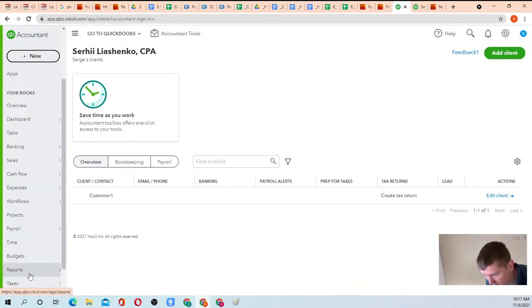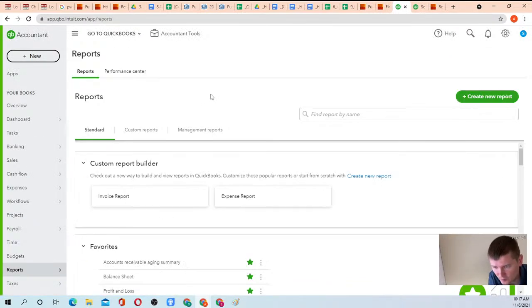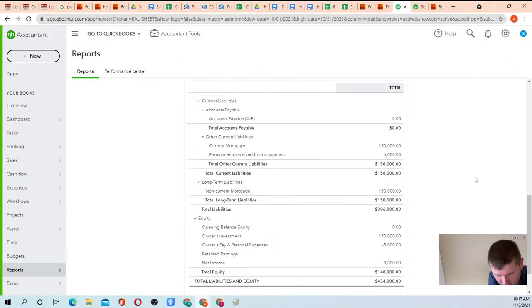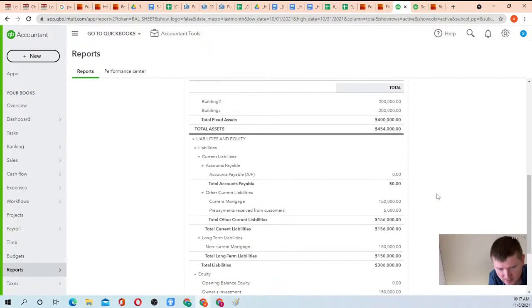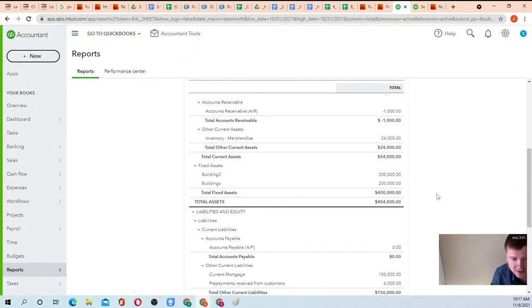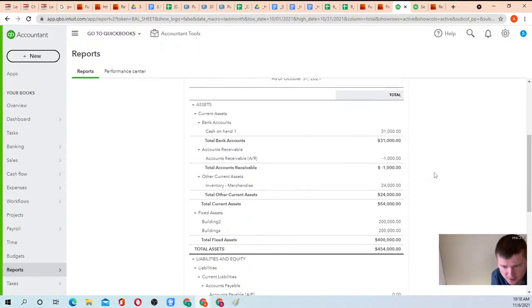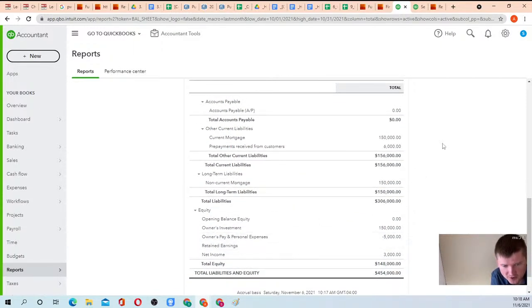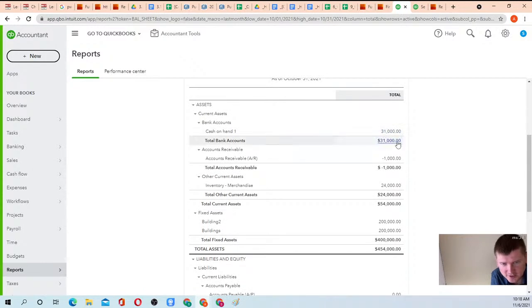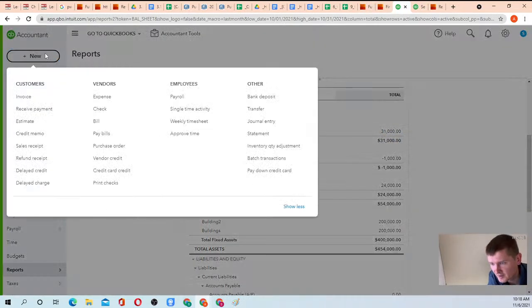And let's see what happened in our reports with that transaction. So that's a purely balance sheet transaction. And here you see it reflected as an owner's draw, owner's pay and personal expenses. But we reflected just the draw side of that entry, and we entered it through cash. So we now need to enter the customer invoice.